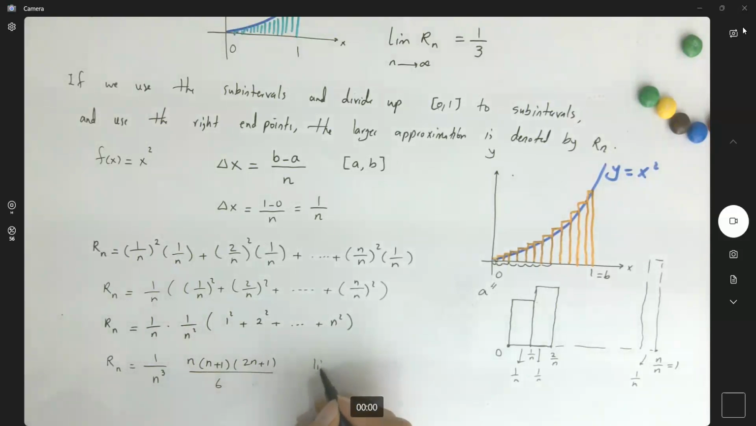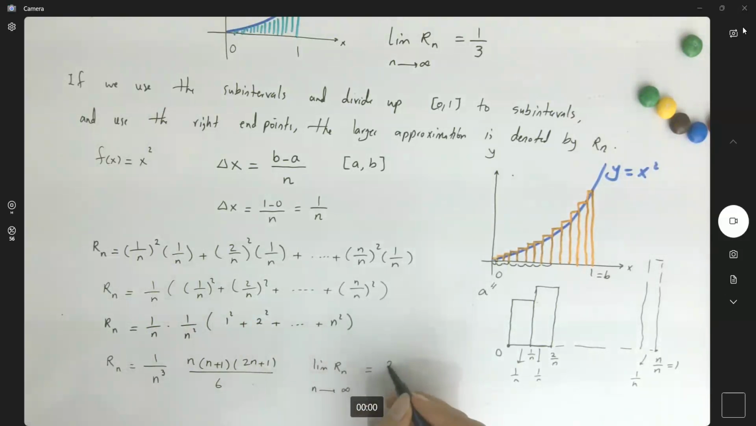Very good. Now, if you take the limit from Math 1A as n approaches infinity, the degree of the denominator and the degree of the numerator are the same. So it's going to be 2 over 6, or a third.